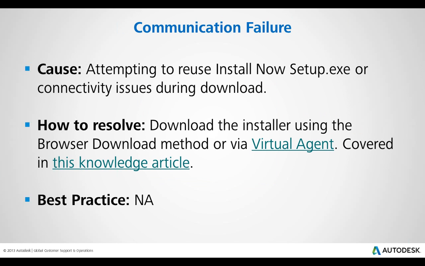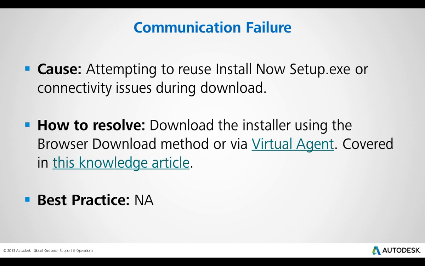If you do use Install Now to try to install software and then for whatever reason you don't complete the installation, maybe you had an error during the install, or you just didn't have time to complete the install and you cancel out of it. If you then go back and try to browse to where Install Now downloaded the install files, usually C:\Autodesk\ whatever the name of the product is you're installing, and try to run the setup.exe from there, it'll give you a communication failure.